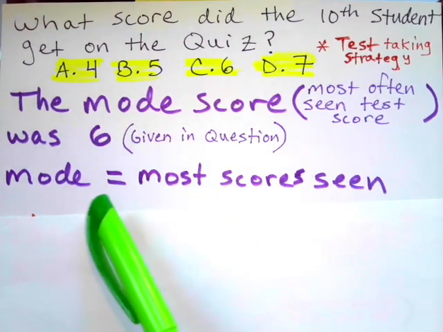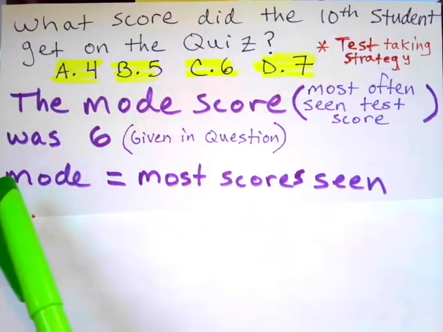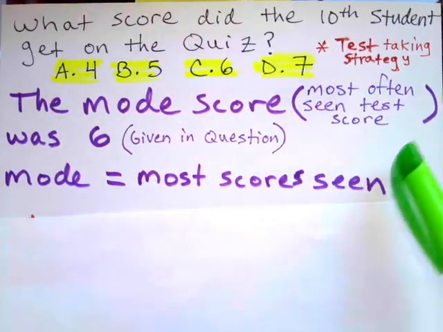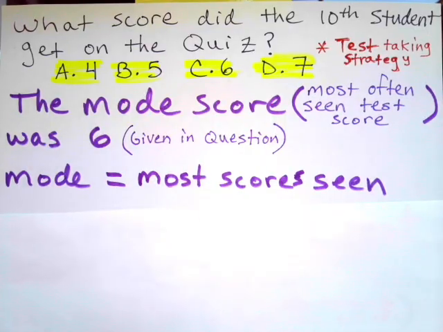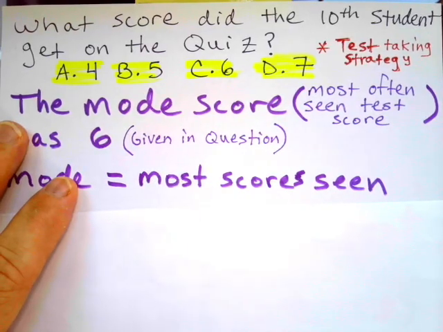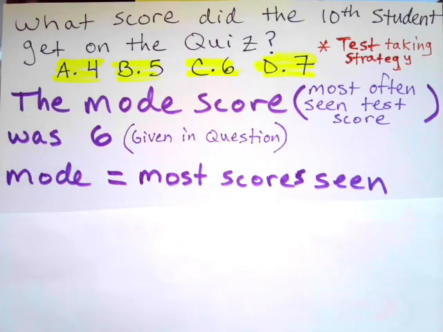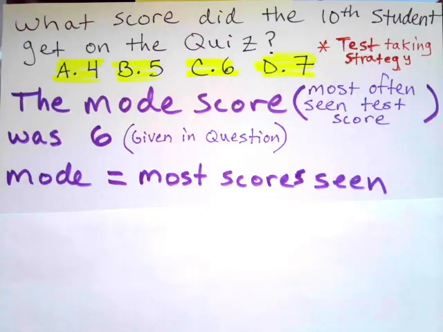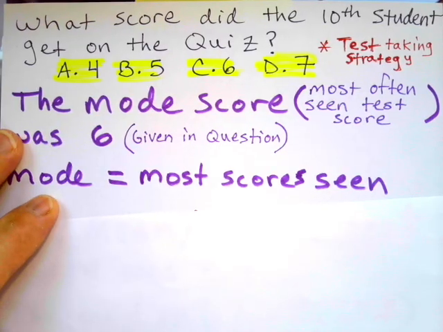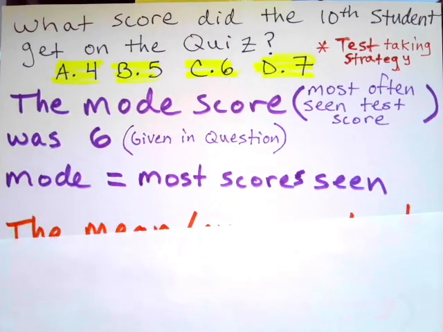So again, mode means most often seen, right? It was the most often seen value. And again, 6 and 4 both had 2. So that means if the mode was 6, the test question answered probably was 6. But we're going to go through and I'll show you exactly how to answer this question. It takes a little bit of time, but you would not have to guess.